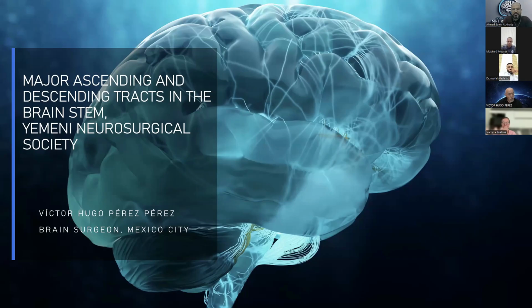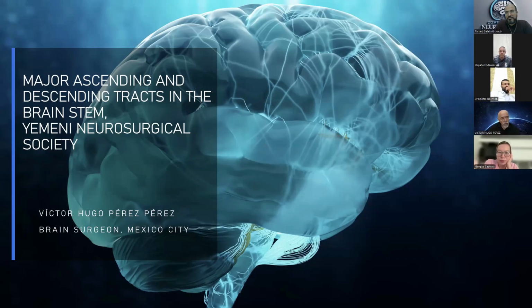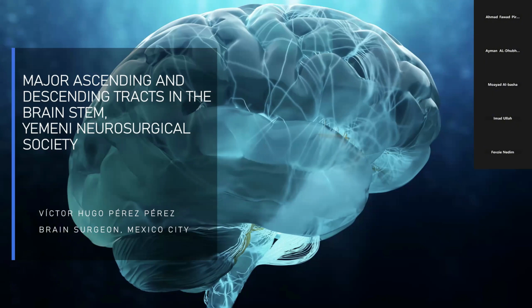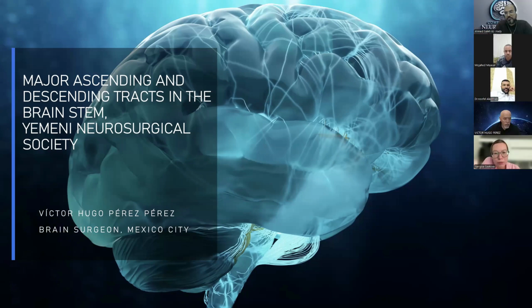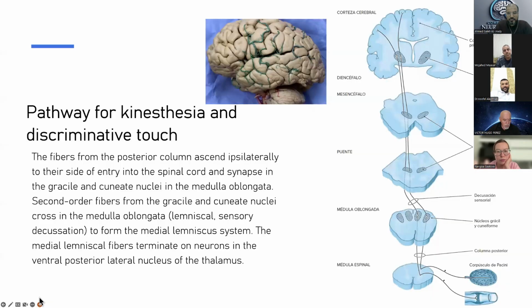Okay, let's talk about this interesting and also difficult theme to treat. I'm going to talk about major ascending and descending tracts in the brainstem. Thank you to the Yemeni Neurosurgical Society and WFNS. This is Victor Hugo Perez from Mexico City. I am a brain surgeon, and I have been doing investigation and research in vascular anatomy of the central nervous system in Mexico City.